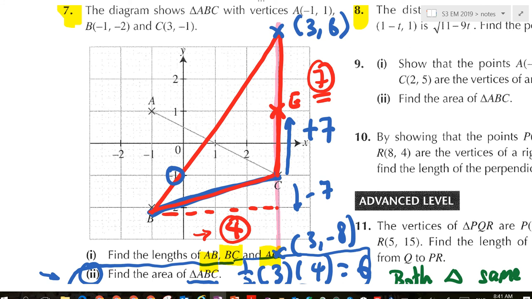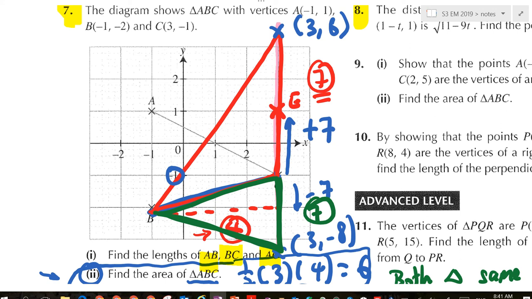So then I take minus 1 minus 7. So this green triangle will also give you. Because this is 7. Move down 7. So this triangle half times 7 times 4 also will give you 14. So therefore this is the next k value. So I got 1 k, 2 k.